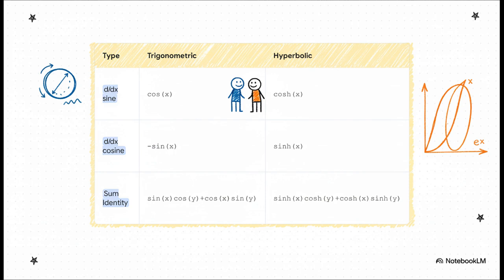The derivative of sinh is cosh, just like with sine and cosine. But check out the derivative of cosh. It's positive sinh. That negative sign we're all so used to from trigonometry, it's gone. And the sum identity for sinh is a dead ringer for the one for sine. It's the same pattern over and over again with just a few strategic sign changes here and there.